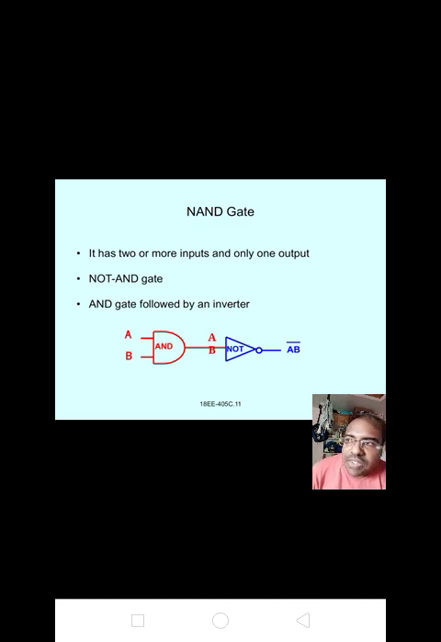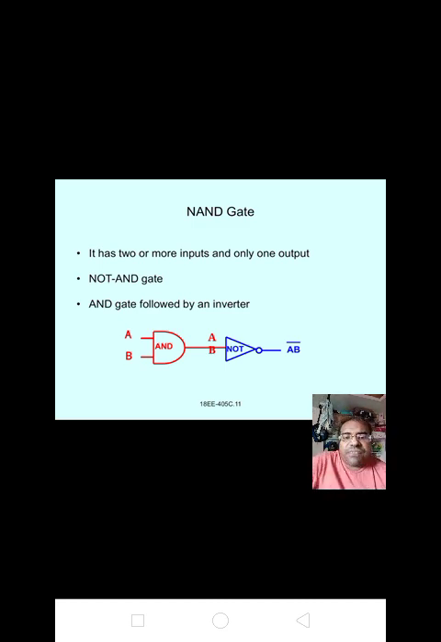First of all, we are learning NAND gate. It has two or more inputs and only one output. NAND gate is the combination of two gates, that is NOT and AND gate. NAND gate is equal to NOT gate plus AND gate. AND gate is followed by a NOT gate, that is an inverter. The combination of AND gate and NOT gate is nothing but the NAND gate.